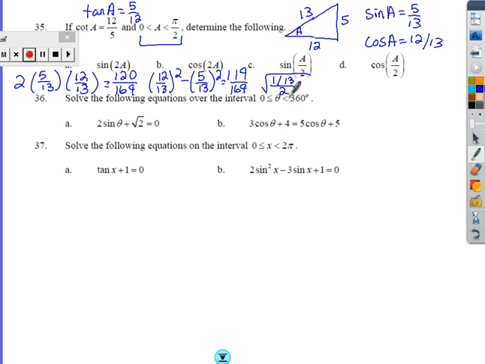Now I can simplify that even a little bit more. So that'd be the square root of 1 over 13 times 1/2, and that of course turns into the square root of 1 over 26.